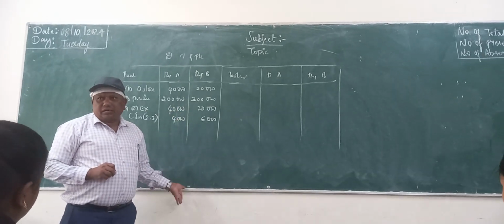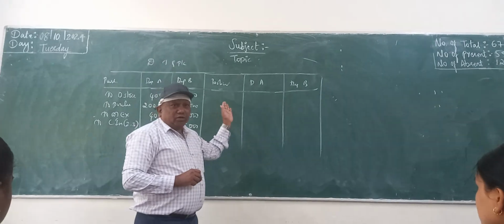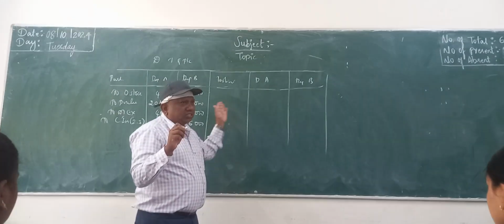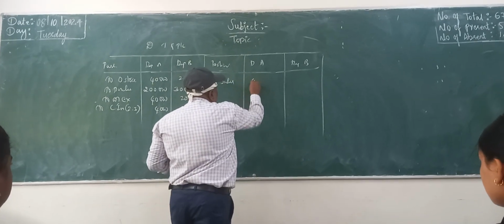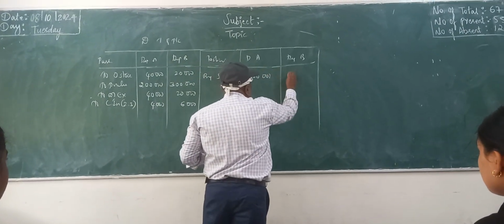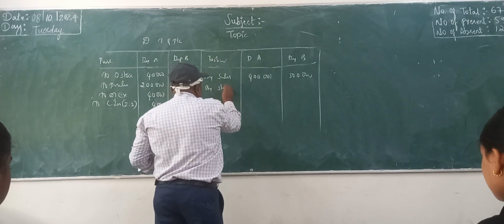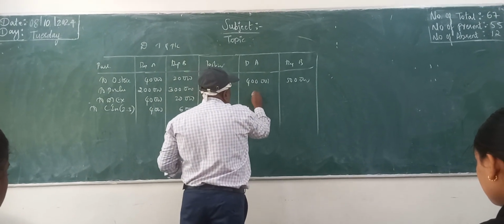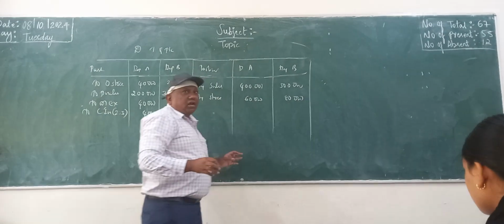Next, salary. That is paid account. We have sales and closing stock. By sales: 4 lakh, 5 lakh. By closing stock: 60,000, 80,000. If closing stock is not given, don't write it.